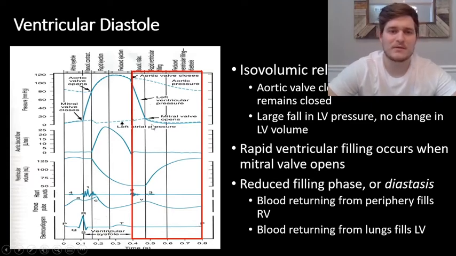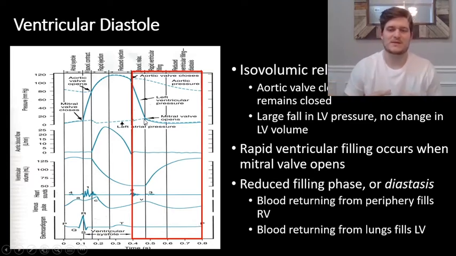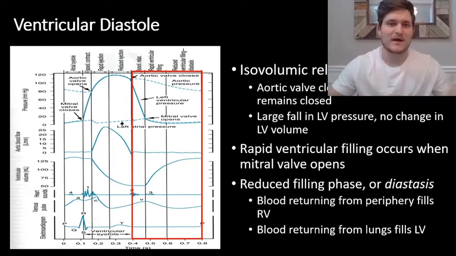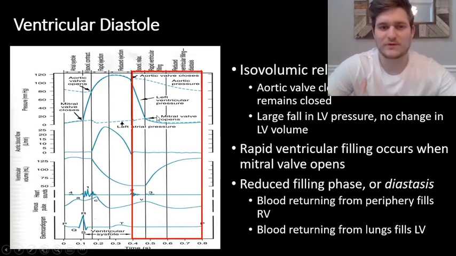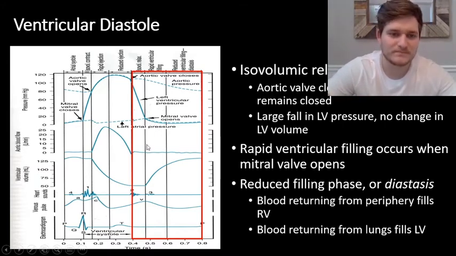Then again, the cycle begins, and so that pressure drop is going to lead to a rapid filling of the ventricles. The mitral valve, the atrioventricular valves are both going to open, and that's going to lead to an increase in blood that is then entering the ventricles.